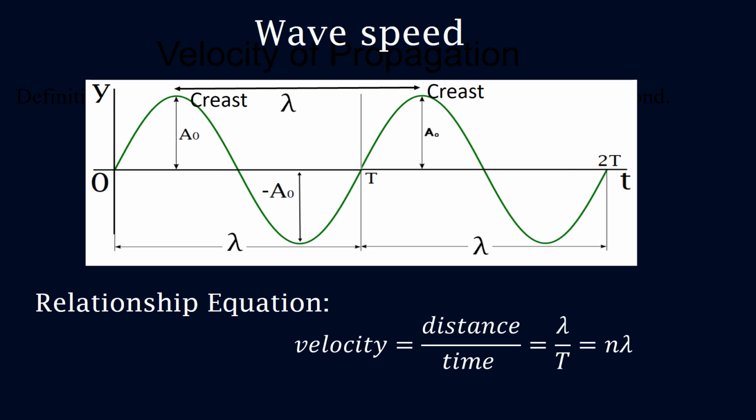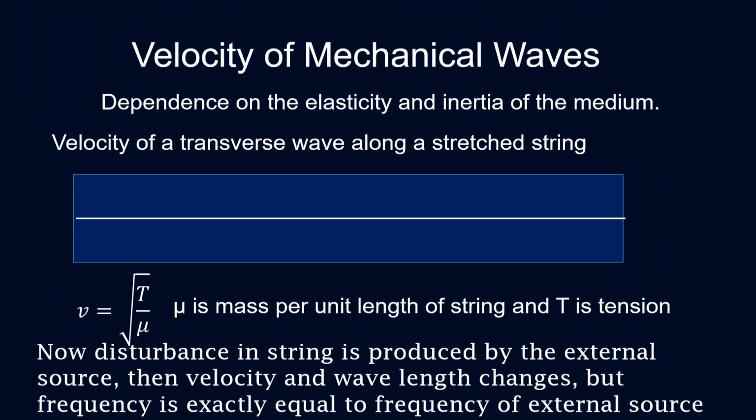Here is the magic formula that ties everything together. That is, V is equal to N into lambda. V is the velocity of wave, N is the frequency, and lambda is wavelength.